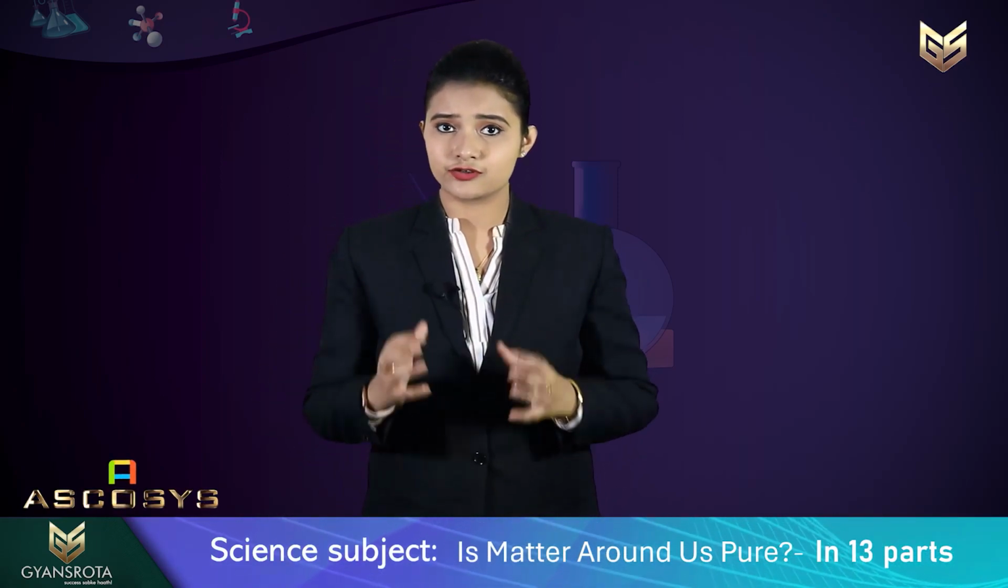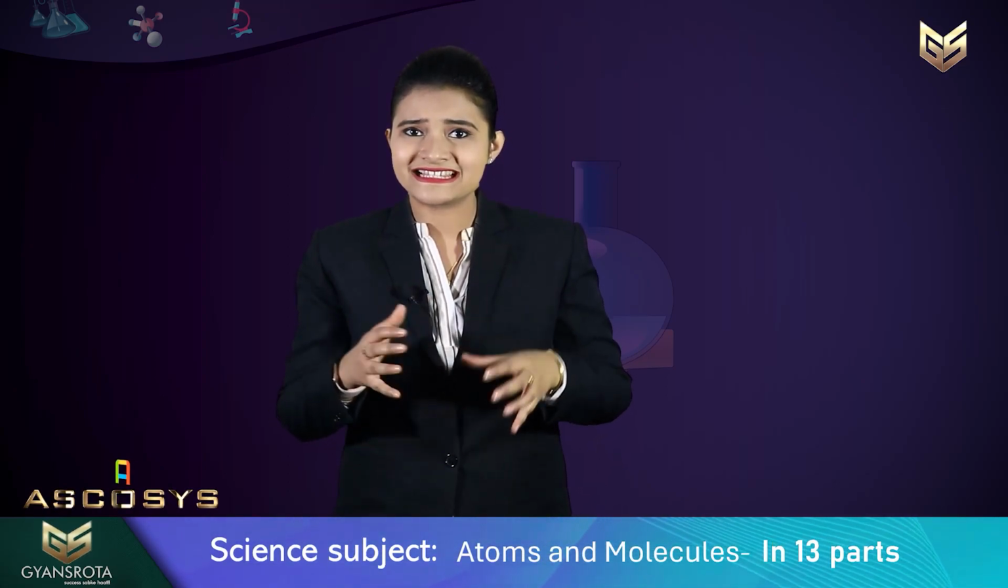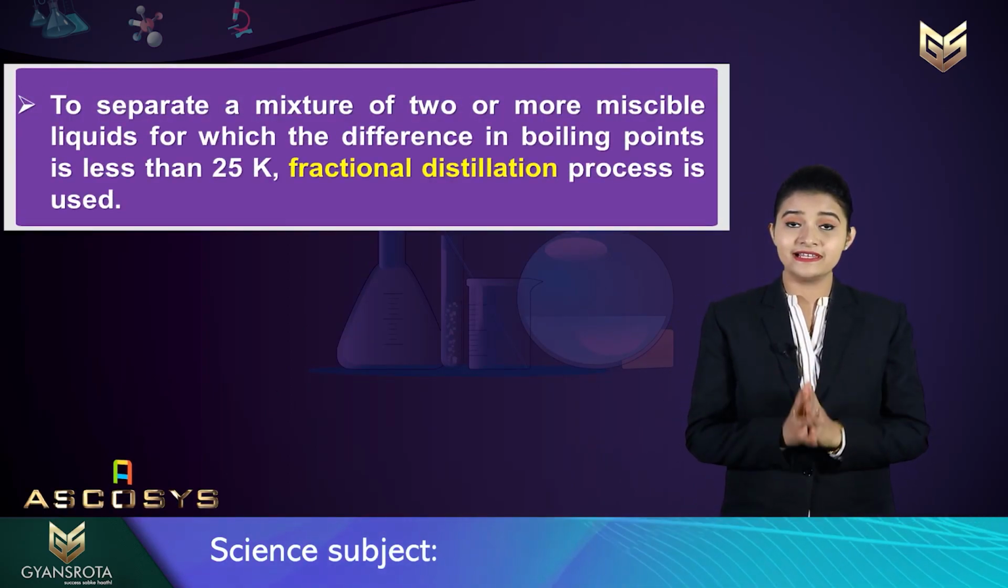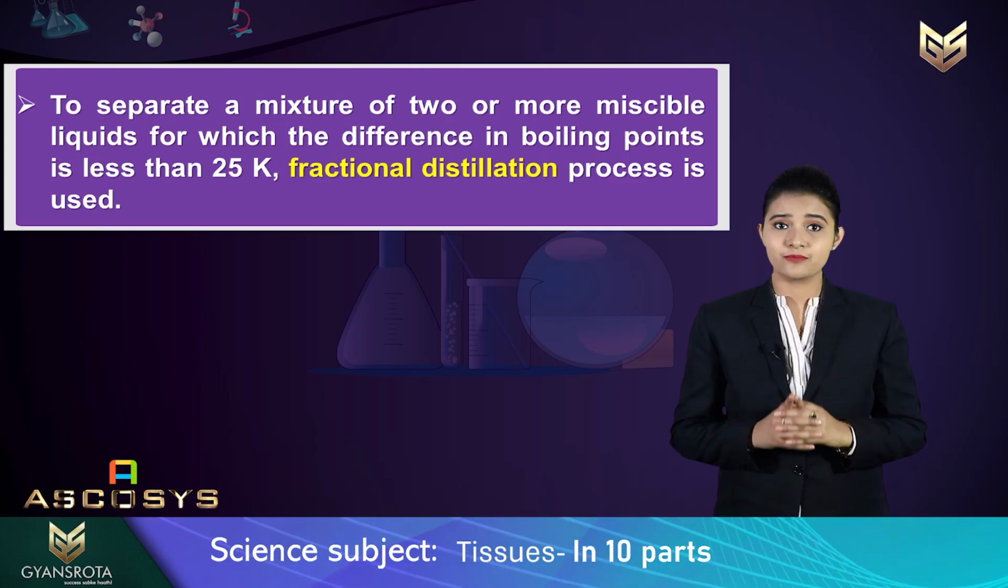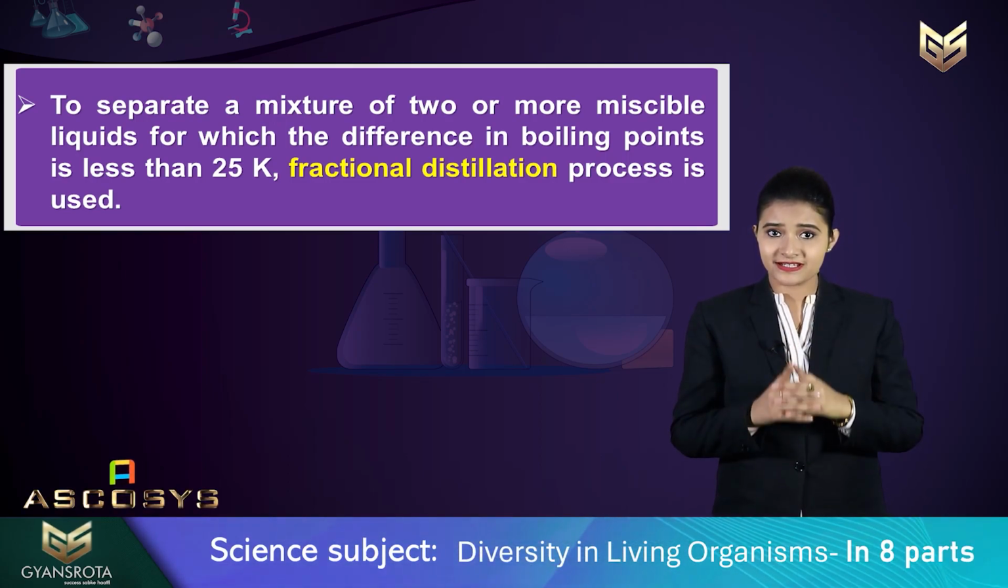And if we take two miscible liquids which have nearly the same boiling point, then we cannot use this technique to separate them from each other. To separate a mixture of two or more miscible liquids for which the difference in the boiling points is less than 25 Kelvin, the fractional distillation process is used.